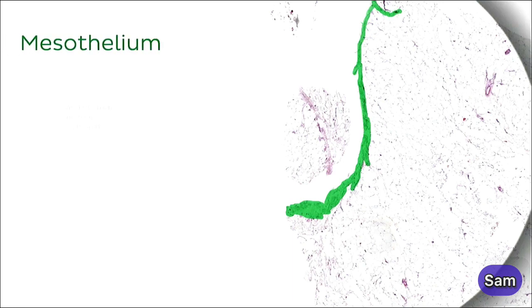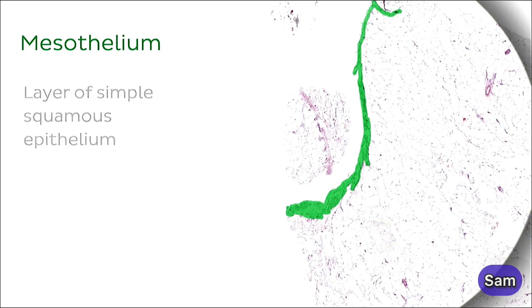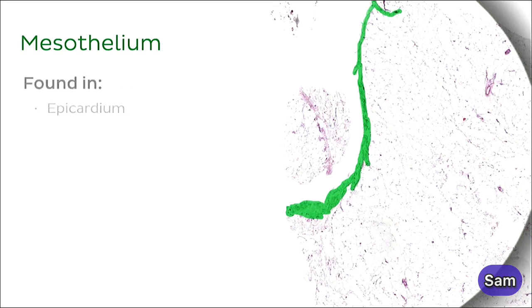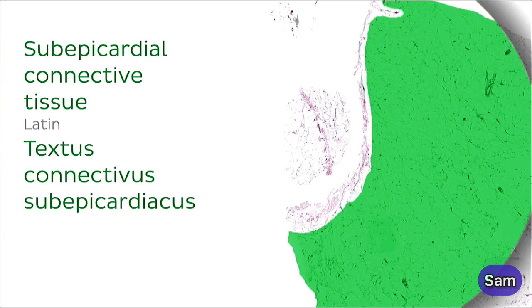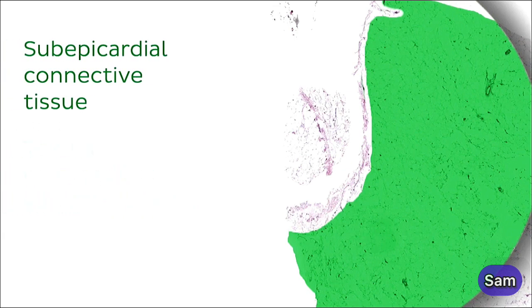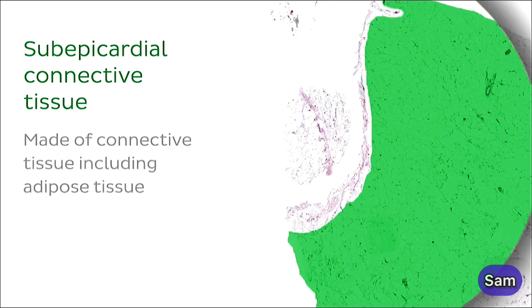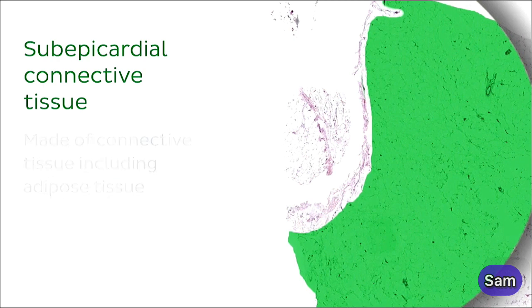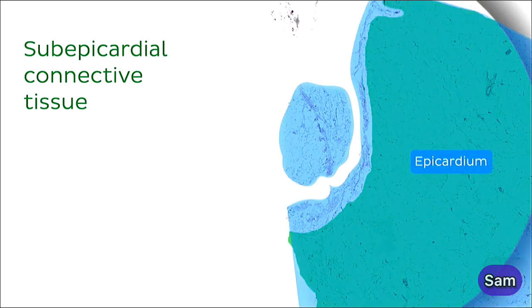The mesothelium is a layer of simple squamous epithelium that lines the epicardium of the heart. And mesothelium can also be found as the outermost layer of tissue lining other serous cavities such as in the pleura and the peritoneum. Just deep to the mesothelium is another layer of the epicardium called the subepicardial connective tissue. And this is the region we can now see highlighted in green. And this layer, as its name suggests, is made of connective tissue, including adipose tissue or fat. And it makes up the bulk of the epicardium, as you can see in this image.